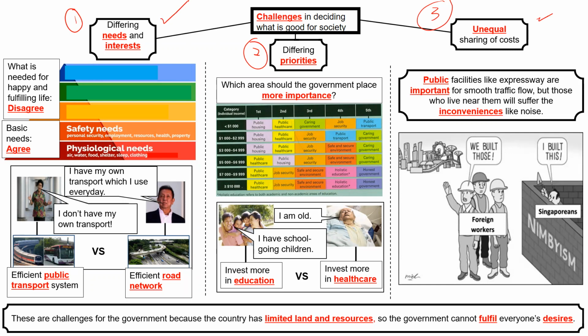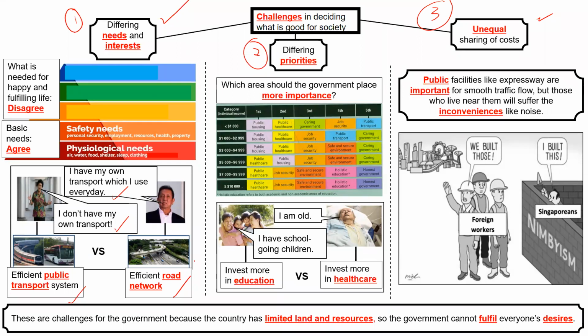Now I'm going to briefly cover what they mean. Different needs and interests is quite straightforward. It basically means it's a challenge because if you are from different groups, you have different things you need. Some people need a transport system. Some people need private transport. Some people want public transport. Some people want a better road network, depending on your background. Some people want things that other people may not necessarily need. So maybe let's give an example.